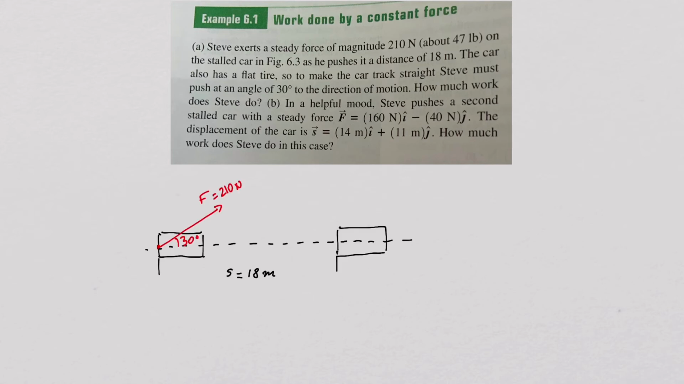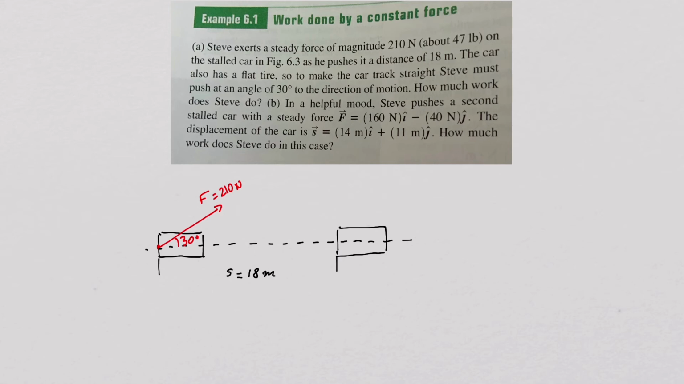So for the first part of the question, this is the sketch of the situation. This is the car. Steve applies a force of 210 newtons at 30 degrees to the horizontal, or the direction of motion of the car. The car displaces a distance s of 18 meters. And so the question is, what is the work done by Steve in this case?